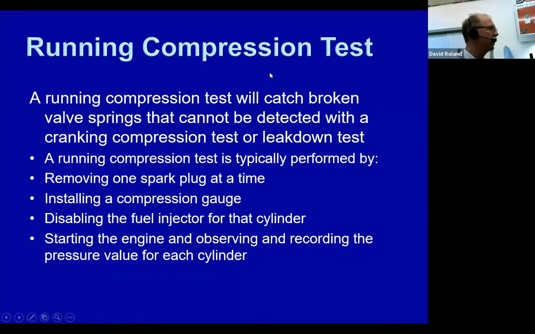The running compression test is another test that you're going to do in class or you've already done. And we typically do that in one cylinder at a time. The engine does run, and it is very good to find broken valve springs or weak valve springs. A test that you really can't find a broken valve spring any other way. So this is a test that you're going to learn to do in class.